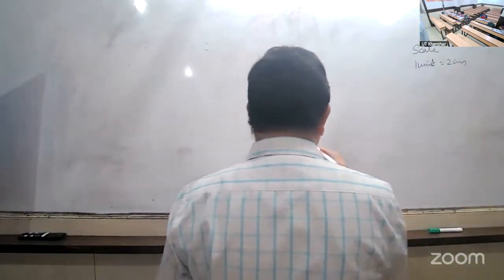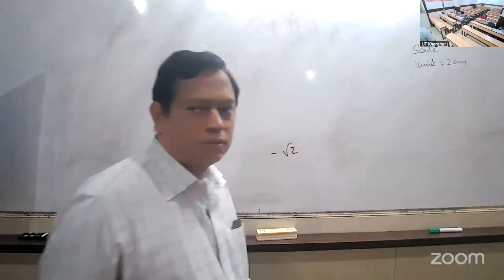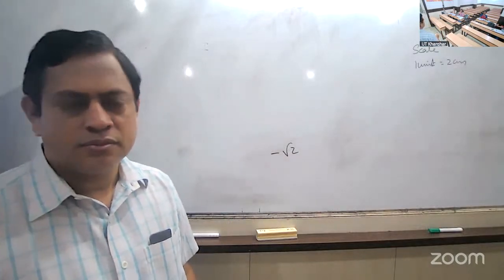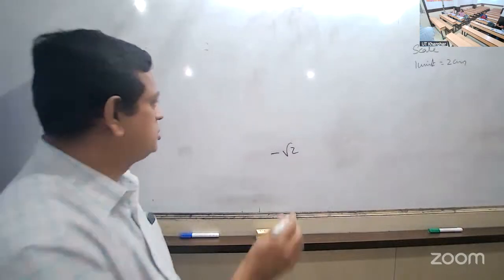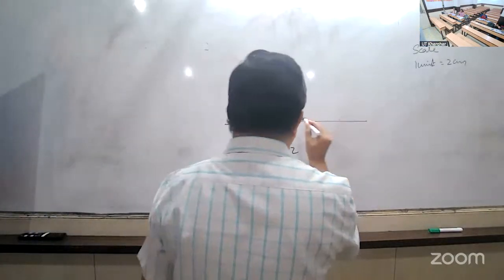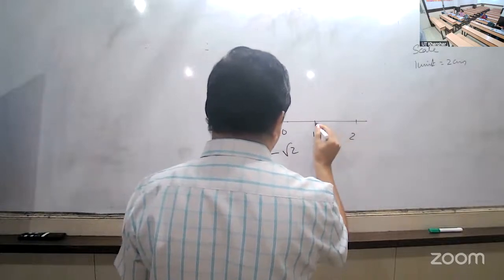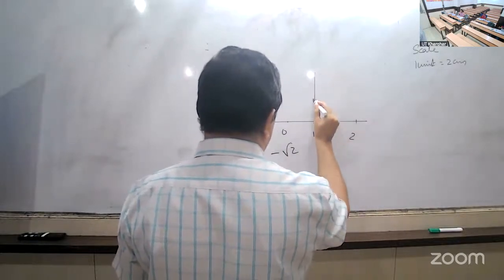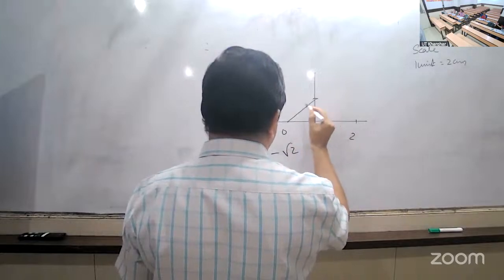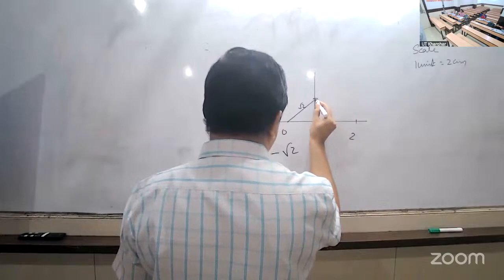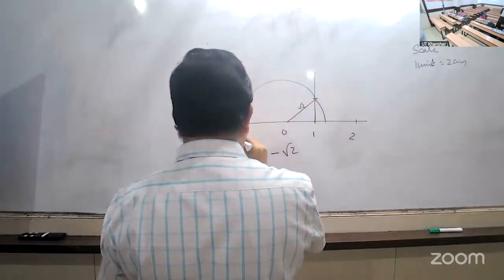After this one, do you know how to draw minus root 2 or minus root 3? You don't need to do minus for anything. This is 0, this is 1, this is 2. This is root 2 now. When you cut this square, it is root 2. If it is on the opposite side, this is minus root 2.